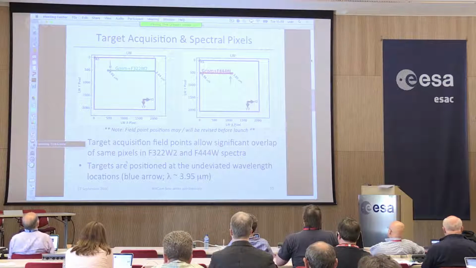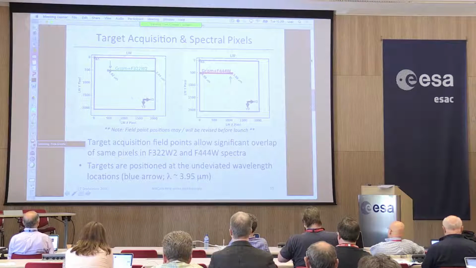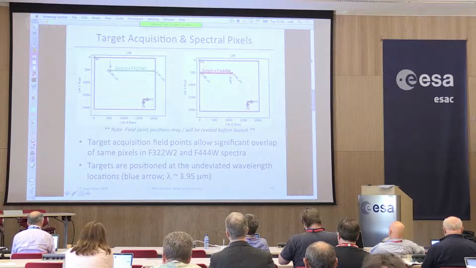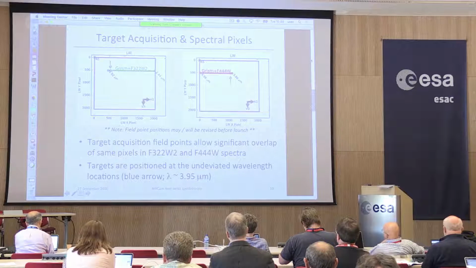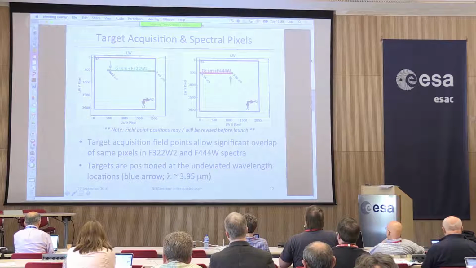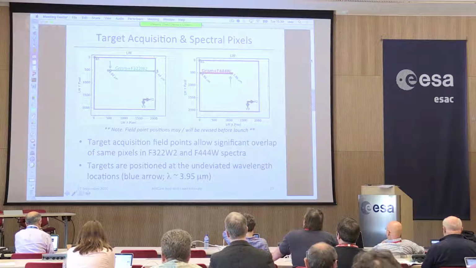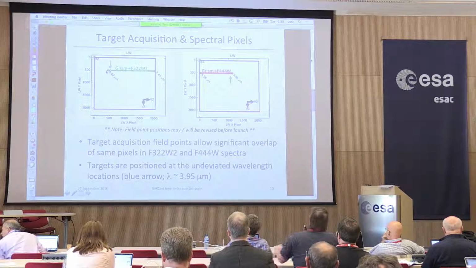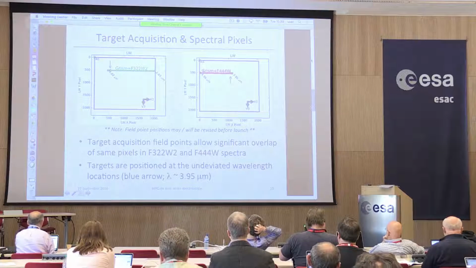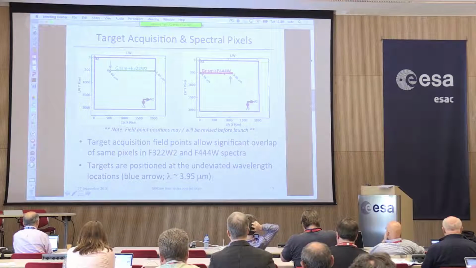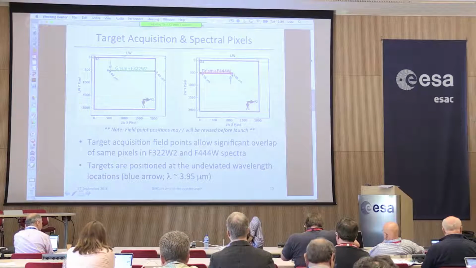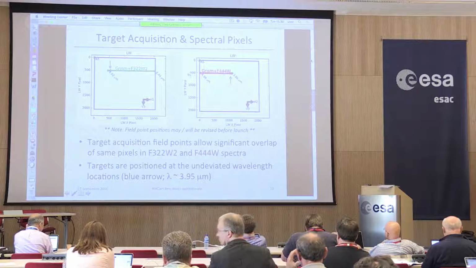This shows a little bit about the target acquisition. The blue arrows in these 2 plots show the undeviated wavelengths, so that's where the light goes straight through. If you put the point source here, you will get the spectra with this Grism filter, with short wavelengths over here and long wavelengths over there. And if you put in this other filter, the 444W, then the dispersion's in the same direction with longer wavelengths to the left.